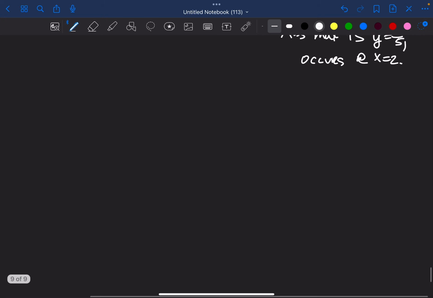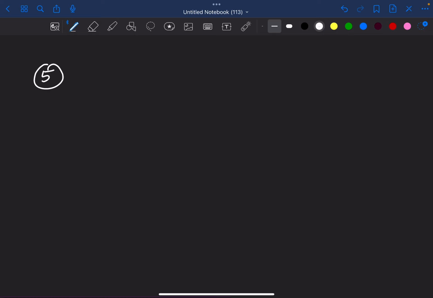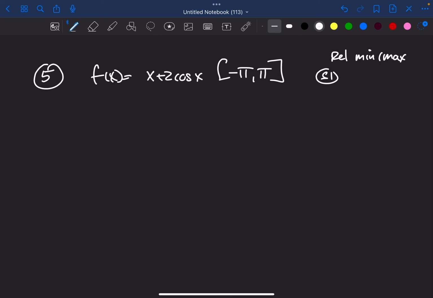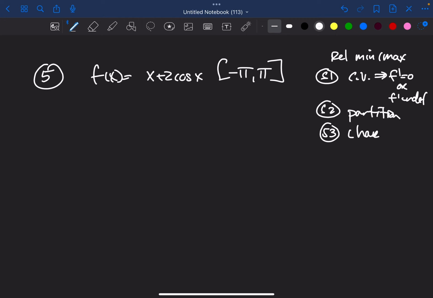So now let's look at number 5. Same sort of dealio, yes? So f of x is equal to x plus 2 cosine of x on the interval from negative pi to pi. Why is this interesting? Well, again, we're going to find relative mins and maxes by first, step 1, finding the critical values, which is where the derivative equals 0 or is undefined. Step number 2 is to partition. Step number 3 is to chart.